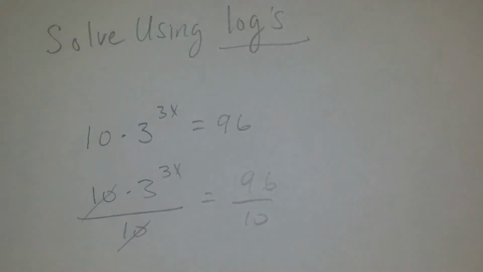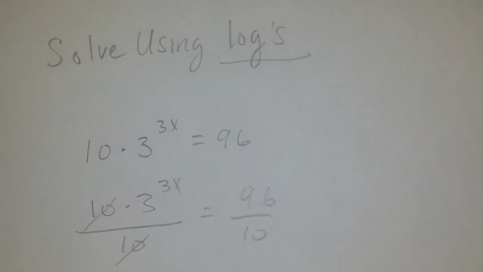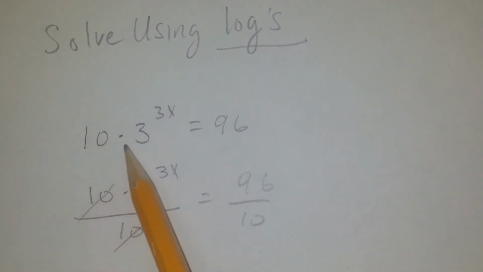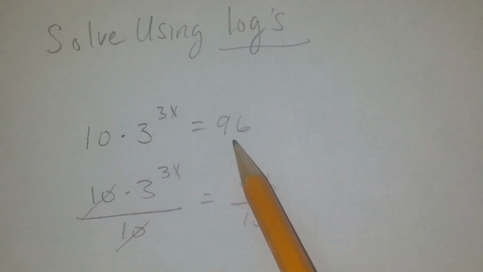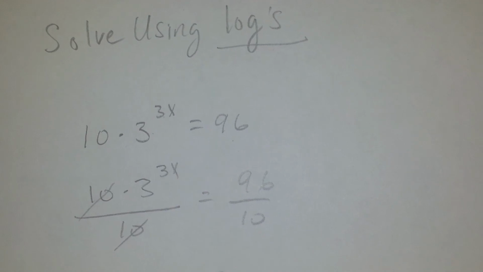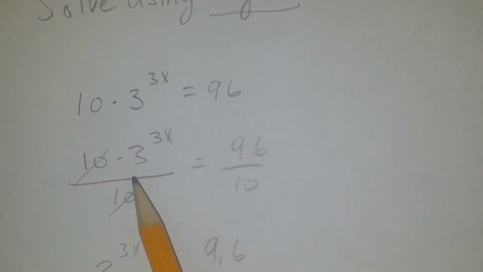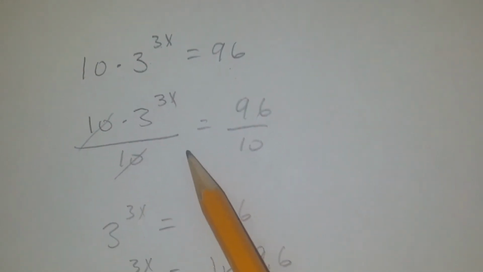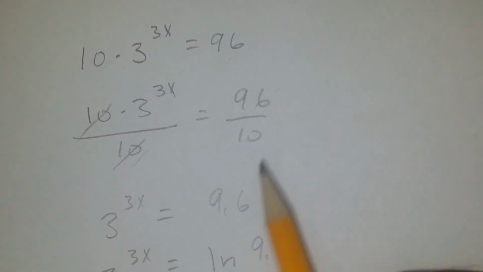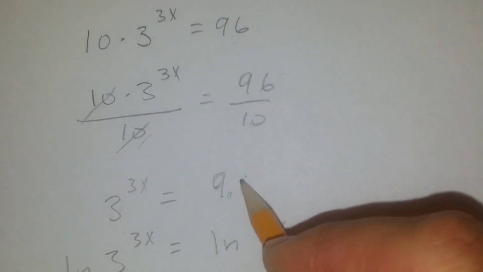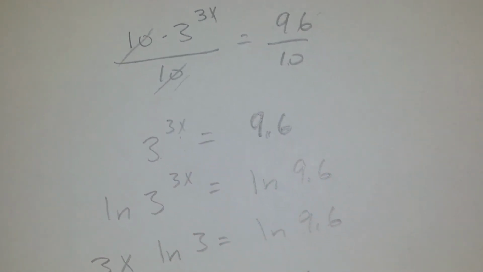All right? Now, we're going to solve by using logarithms, okay? First thing we're going to want to do here, I've got 10 times 3 to the 3x power equals 96. Let's get our base and exponent by themselves, okay? So in this case, all I have to do is divide both sides by 10, okay? So these 10s cancel out, and 96 divided by 10 is 9.6, okay? So I have 3 to the 3x equals 9.6, all right?